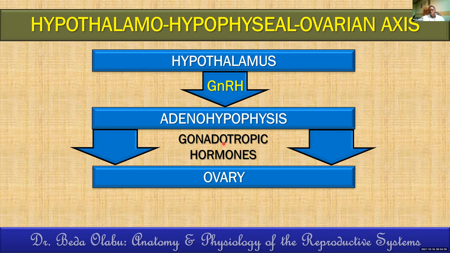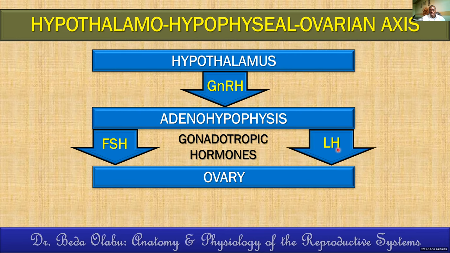And why do we call them gonadotropic hormones? Because these hormones are tropic, stimulatory to the gonads. In this case, the gonad is the ovary. So they are tropic, they are stimulatory to the ovary. There are two gonadotropic hormones, the follicle stimulating hormone and the luteinizing hormone. They both come from adenohypophysis in response to GnRH, which comes from hypothalamus.